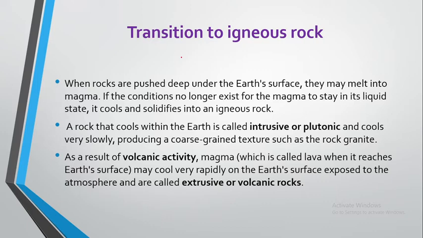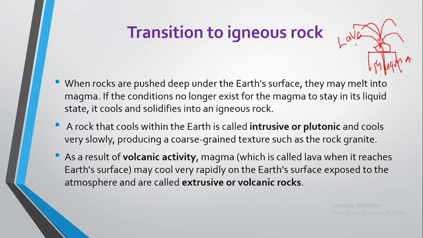Then if the conditions no longer exist for the magma to stay in its liquid state, it cools and solidifies into an igneous rock. Inside the earth's crust, if the liquid state exists, it is known as magma, and if this magma comes out, it is called lava. Mainly, magma comes outside because of volcanic activity. Imagine this is a volcanic area and this is a volcanic cone. Through this, the magma may upwell to the surface, and the upraised magma is known as lava. Inside the crust it is known as magma, outside the crust it is known as lava.